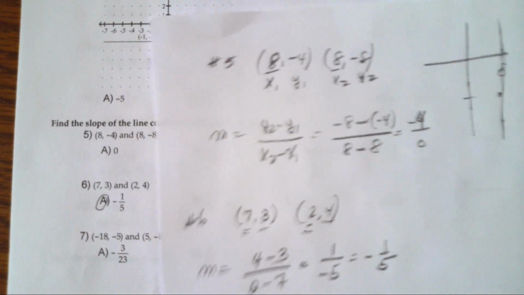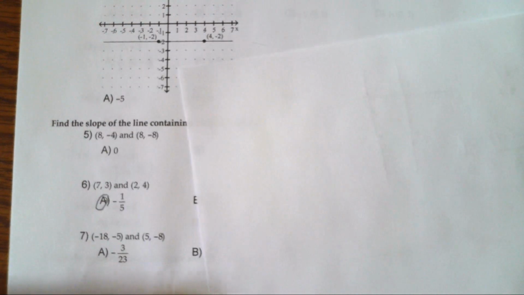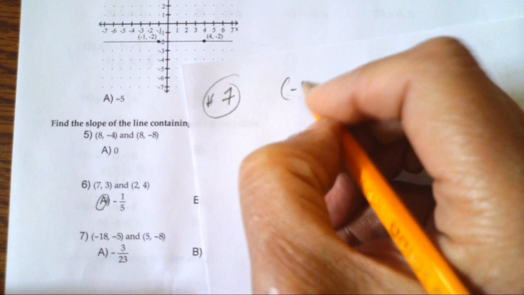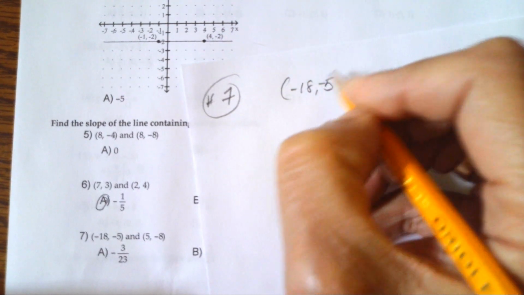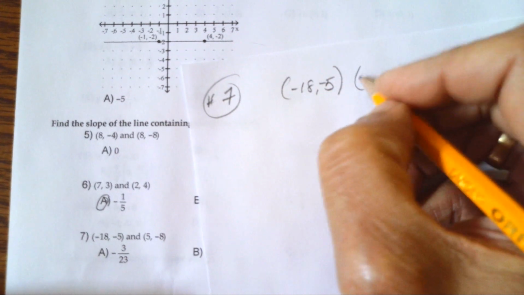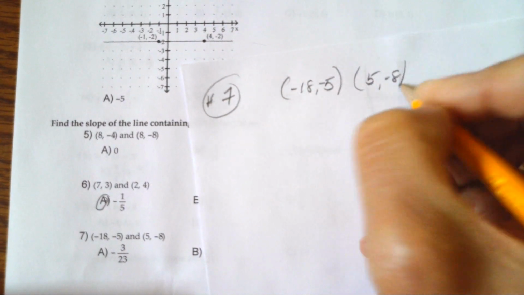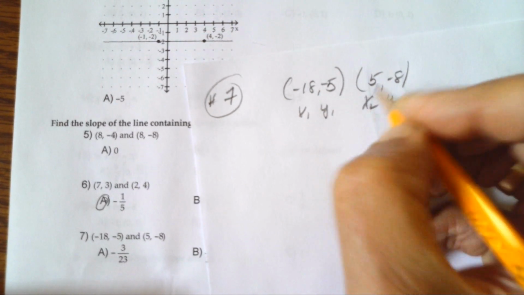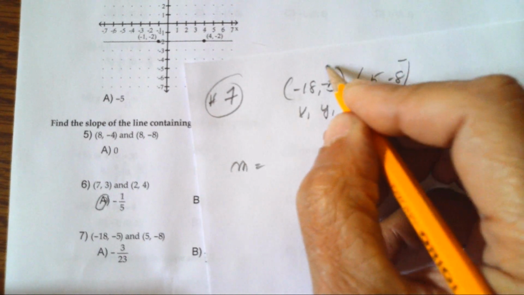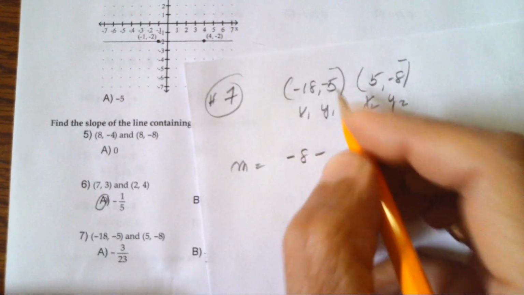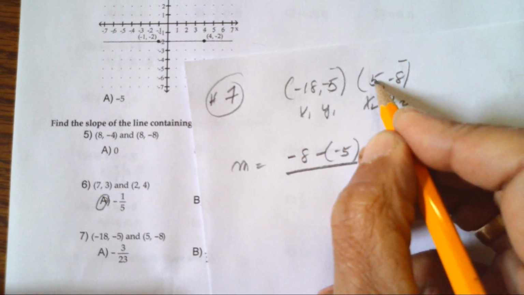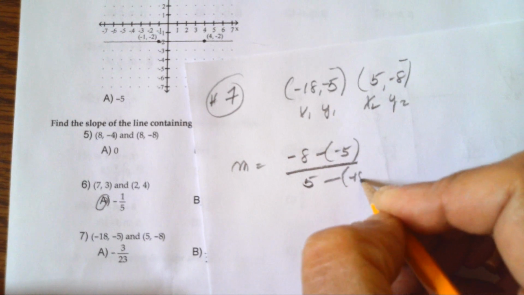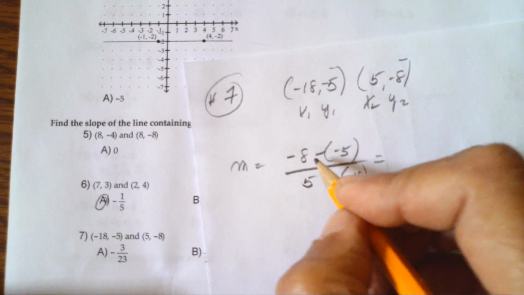Alright, number 7. Points in question, let's see, (-18, -5) and the second point is (5, -8). x1, y1, x2, and y2. Alright, my slope is the difference of my y values. A minus 8 minus a minus 5 over 5, x2, minus x1, which is already negative. Let's see, this becomes negative 8 minus a minus 5.